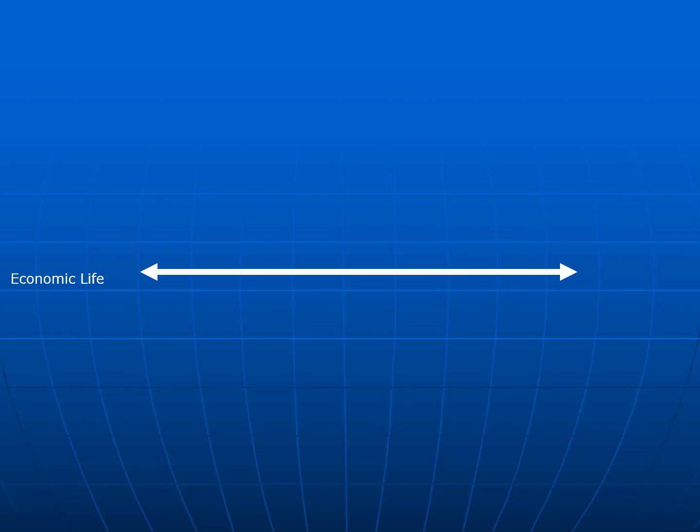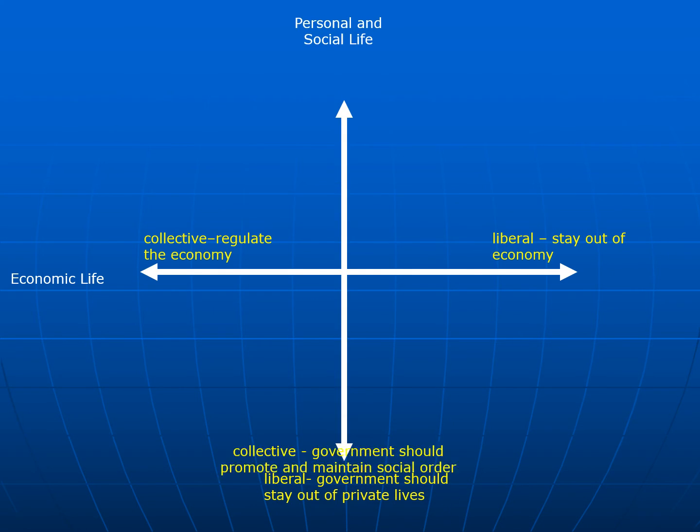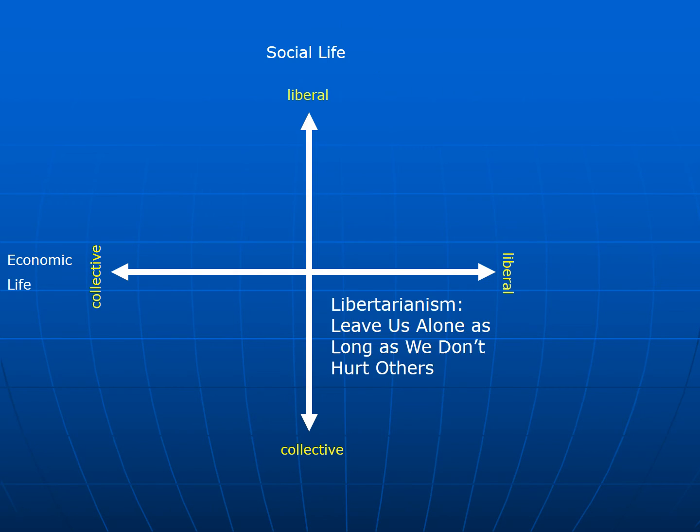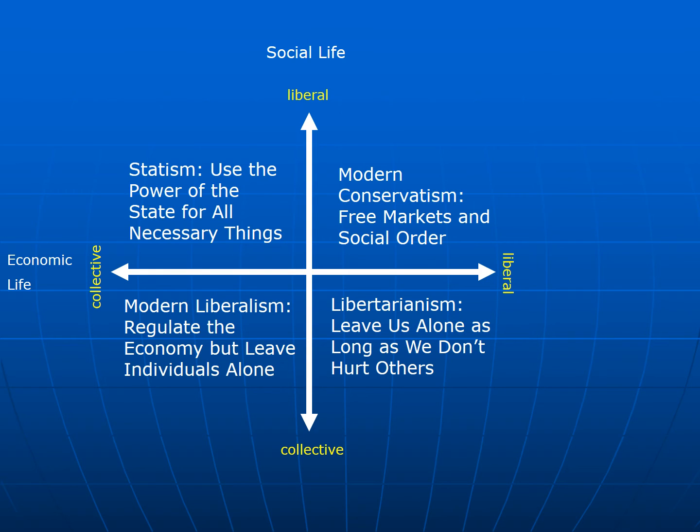Well, if you take the two scales, which is what we do, you have the economic life: collective, regulate the economy, control the economy, redistribute income, make sure everyone's equal. Then you have the right: hey, stay out. And then you take the personal and social life role of government, whether it's collective up top or liberal on the bottom. You essentially create that very famous quadrant that you now know by going to the political compass test. So let's look at where generally people fall.